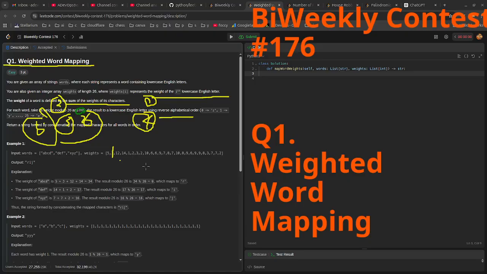Say for this A, B, C, D, then first step: A equals 5. The second step: A, B, C, D equals 34. The third step, modulo 26, gives 8. The fourth step, 25 minus 8, which is the reverse order, gives 17. Then map it back. It is R. This is the approach. We're gonna solve this problem.